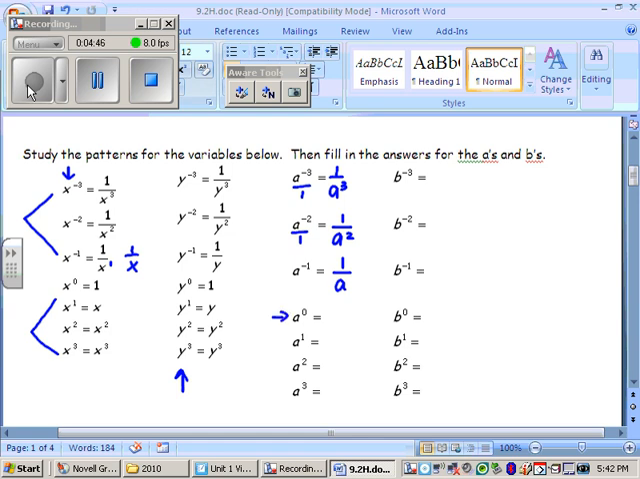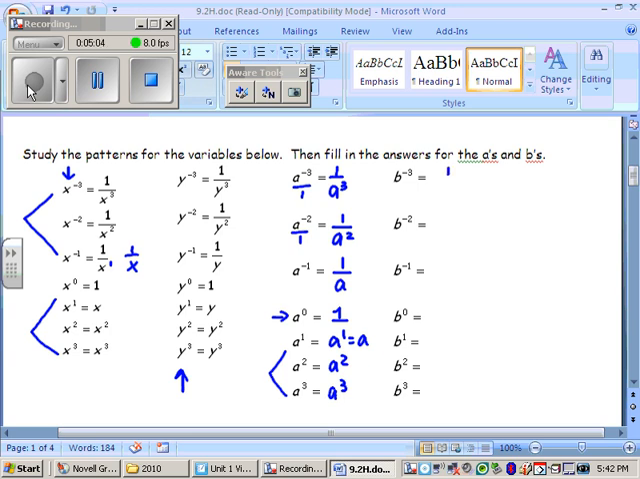Then anything to the 0 power equals 1. And the remaining 3, because their exponents are all positive, do not change. So a to the first we can write as a. The other two we will keep exactly the same.